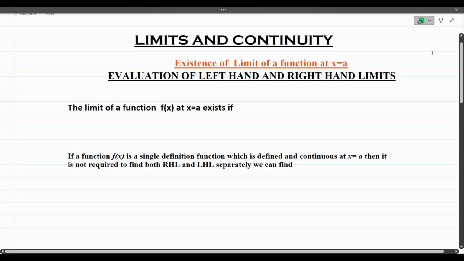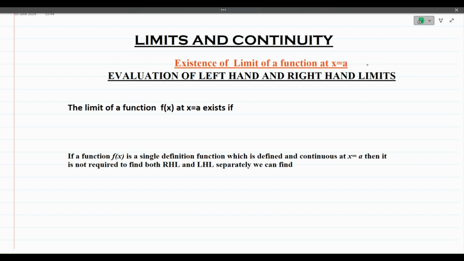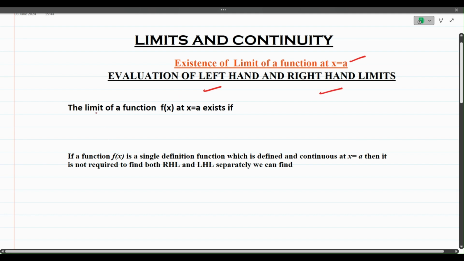Hello. So in this lecture, we're going to study the existence of the limit of a function at x equal to a. And also we're going to learn how to evaluate the left hand limit and the right hand limit of the function. If the left hand limit of the function at a is equal to its right hand limit at a, then we can say that the limit of the function at x equal to a exists. Otherwise, it does not exist.